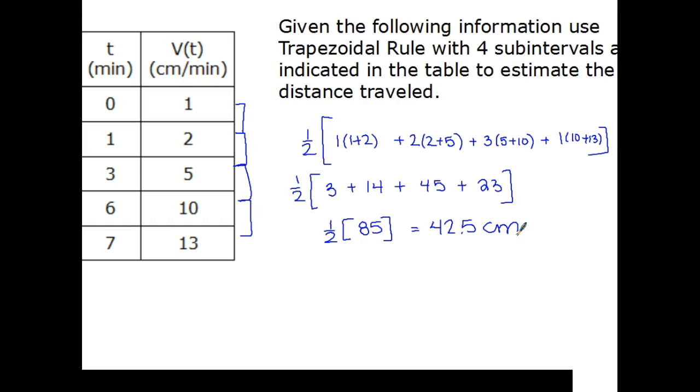So again, we get 85 for the sum of the inside. Half of 85 is 42.5. 42.5 sits pretty much in the middle of the other two.